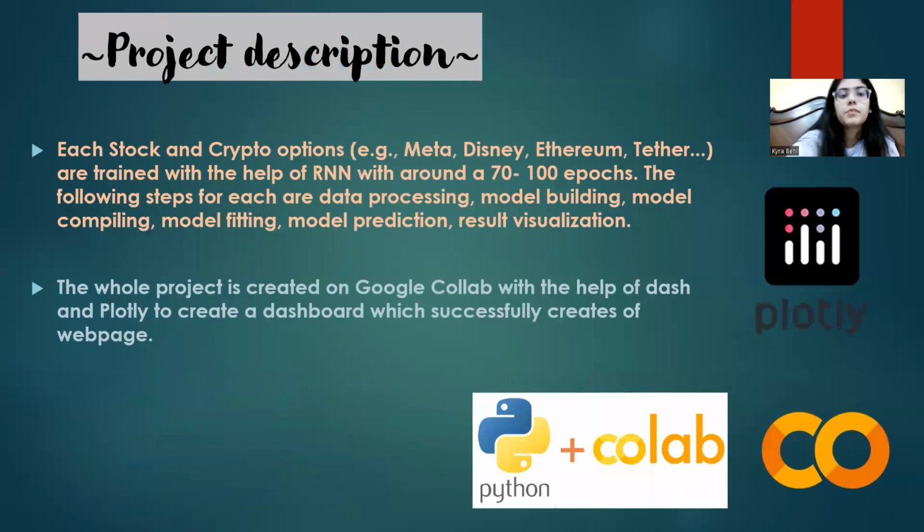So the project description. Each stock and crypto option in my project, like the examples would be Meta, Disney, Ethereum, Tether, and much more, are trained with the help of RNN with around 70 to 100 epochs. The following steps for each are data processing, model building, model compiling, model fitting, model prediction, and result visualization. The whole project is created on Google Colab with the help of Dash, which is where I created a dashboard.